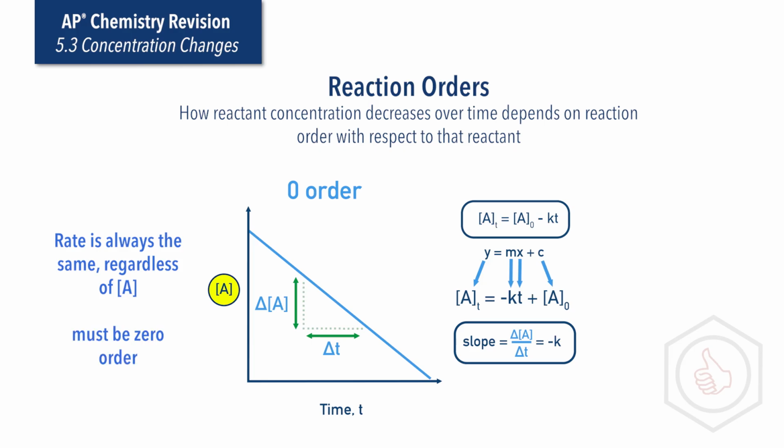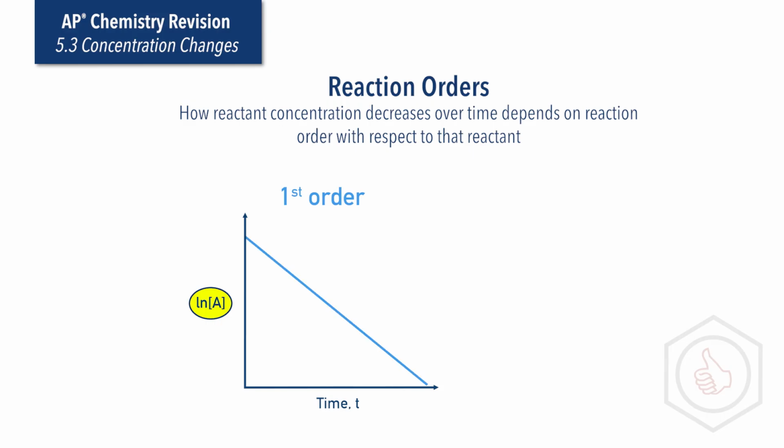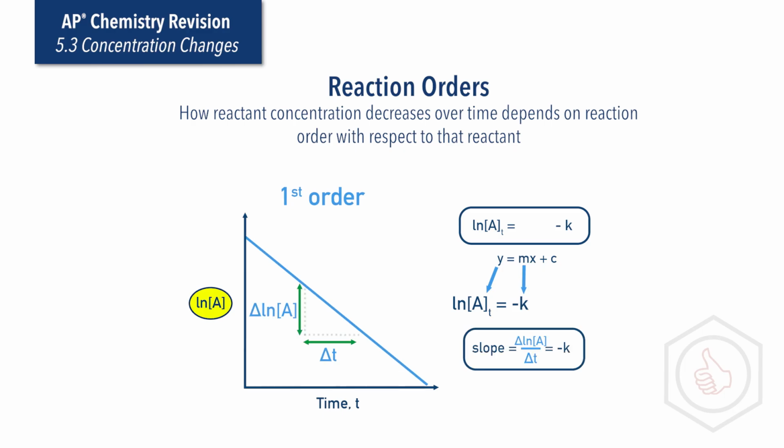If a reaction is first order with respect to a reactant, then a plot of the natural log of the reactant concentration as a function of time will be linear. Again, it's a straight line which will follow y equals mx plus c function, but this time y is the natural log of concentration of A at a given time, m, the slope, is again negative k, the rate constant, x is time t, and c, the intercept, is natural log of concentration of A at the start.